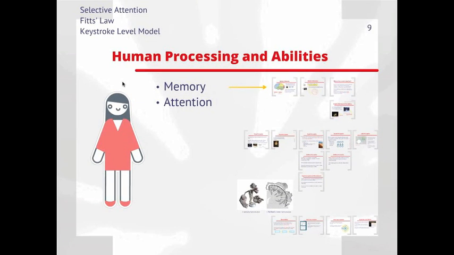Okay, now that we've looked at memory and attention, we're going to spend our time now looking at perception. In perception, there are so many different senses. We have five major senses, but we are just going to look at three of them: vision, audio, and our sense of touch, or haptics.